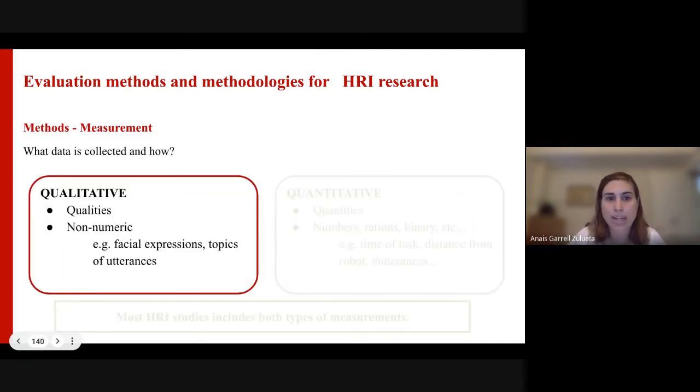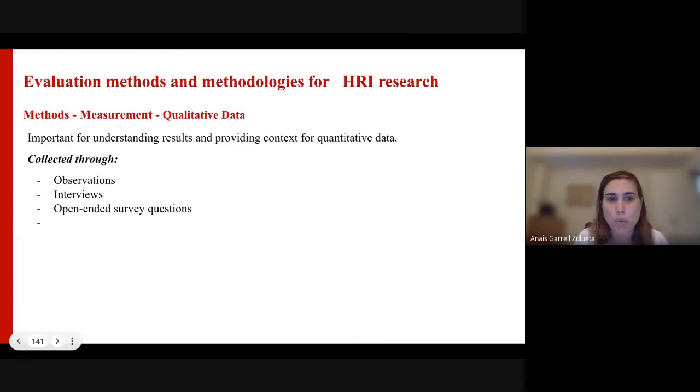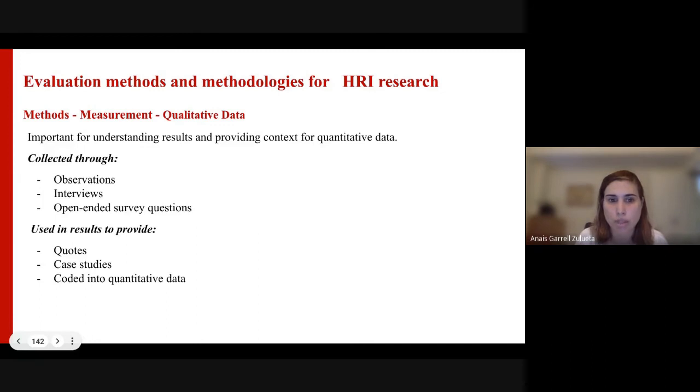So regarding the qualitative, how do we obtain these qualitative data? This is non-numerical. We can have facial expressions, topics of utterance. We collect them through observation. So the researcher has to observe how people are acting, doing interviews or open-ended survey questions. These are used to provide quotes, case studies, and to code into quantitative data. The most practical thing that we can do is convert this qualitative data into quantitative data, and depending on your questionnaires, you will be able to do that.